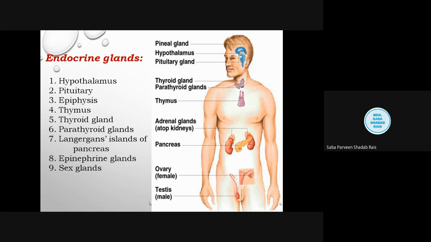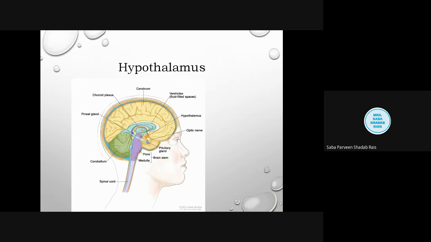So let us discuss all the glands one by one. First is the hypothalamus. See, this is a part of the brain only. It consists of a number of small nuclei. This is your hypothalamus, children, and you can see above that is your thalamus. As it is present beneath the thalamus, that's why it is called the hypothalamus.